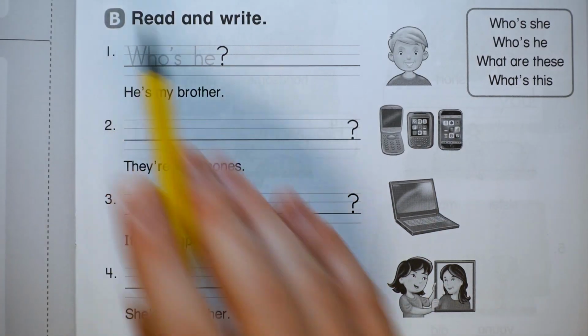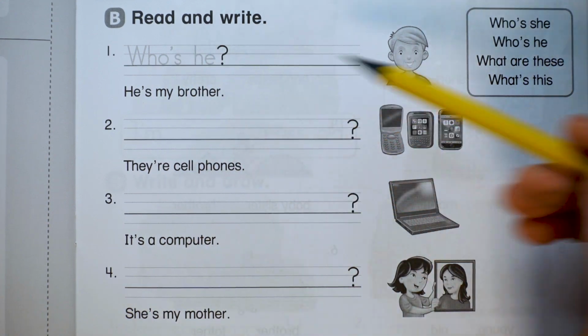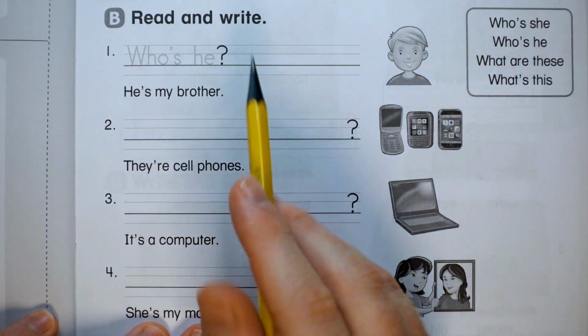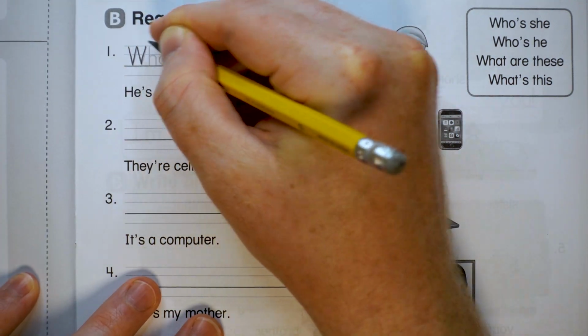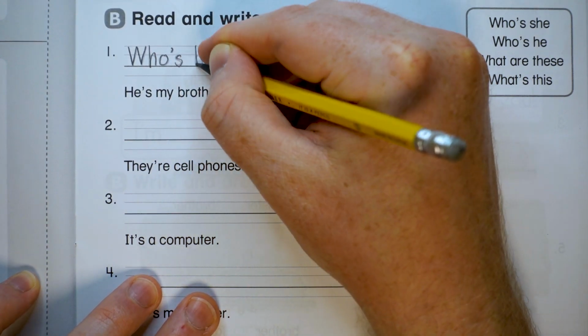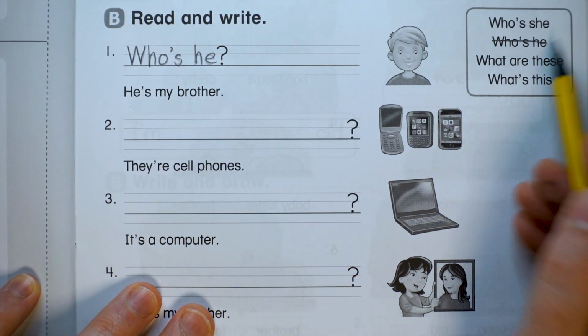Okay, this is part B. It just says read and write. So we are missing 1, 2, 3, 4 questions. The questions are over here in this box, so we can just pick the right one. Okay, number 1. We can just trace. Who's he? Who's is the question word for a person. He. He's my brother. Who's he is done.